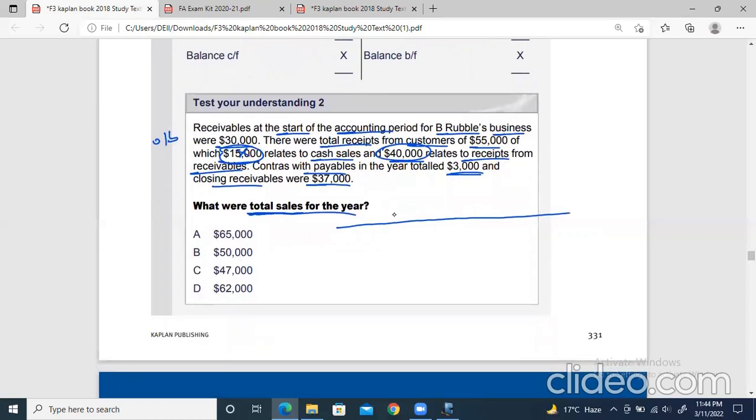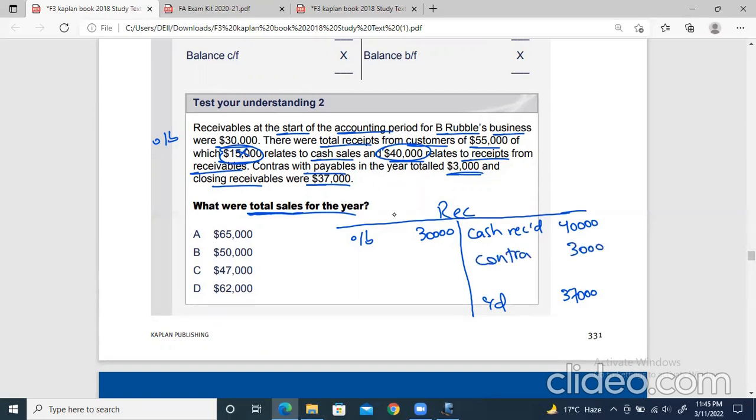Let's start doing this question. It's very simple. This is a receivables account, right? So the opening balance on debit is 30,000. It's already given. The closing balance is here, 37,000. Now, total receipts, cash received, we write on this side, and from the 55,000 we just have to write 40,000, because in receivables we only write the credit cash received from credit customers. And the contra is 3,000, which we write here.